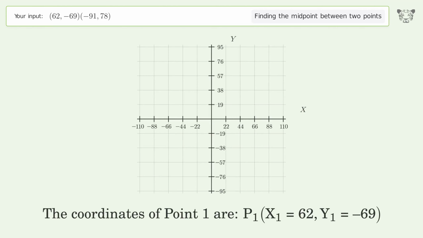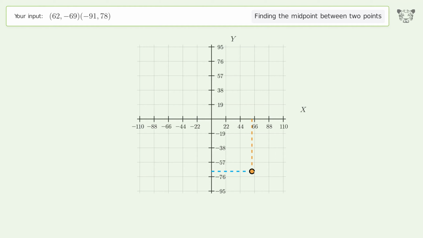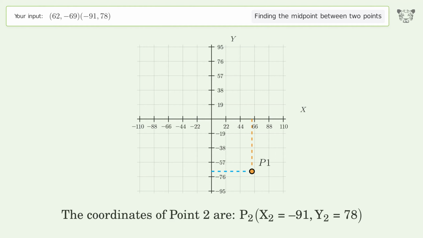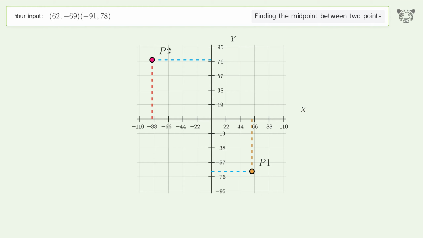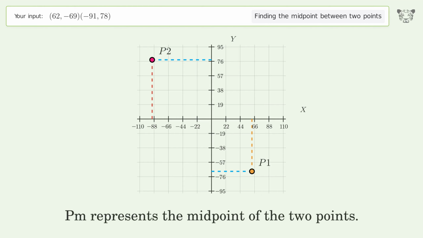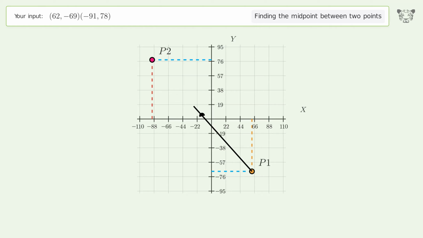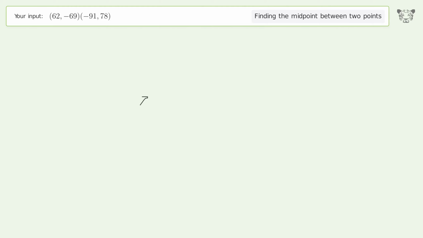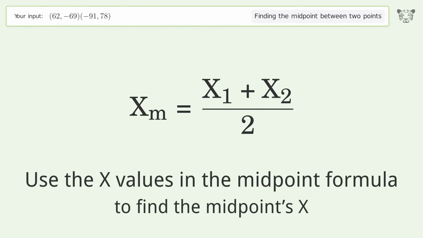The coordinates of point 1 are, x1 equals 62, y1 equals negative 69. The coordinates of point 2 are, x2 equals negative 91, y2 equals 78. PM represents the midpoint of the 2 points. Use the x values in the midpoint formula to find the midpoint's x.